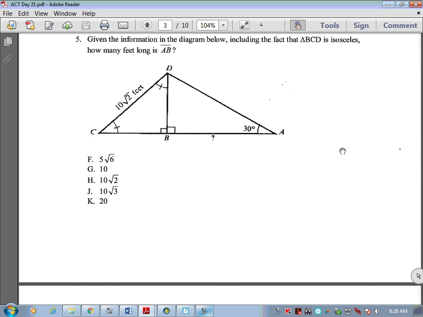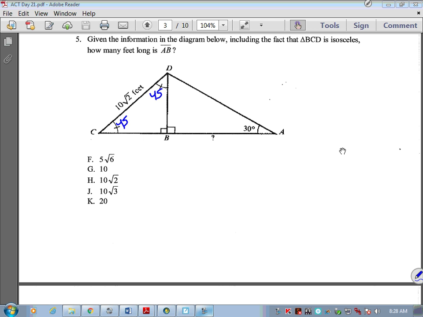Okay, given the information in the diagram below, including the fact that triangle BCD is isosceles. All right, so the fact that triangle BCD is isosceles and it is right tells me that those two angles are 45, 45, right? Because all isosceles right triangles are 45, 45, 90 triangles. So I can put 45 in there if I want. All right, what is AB?